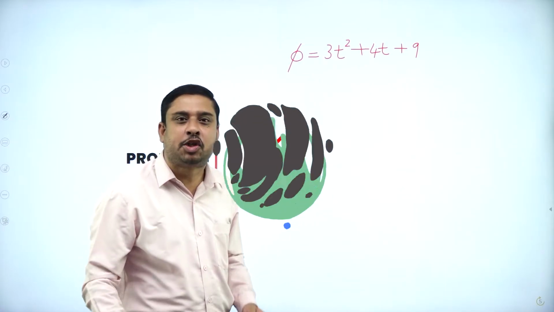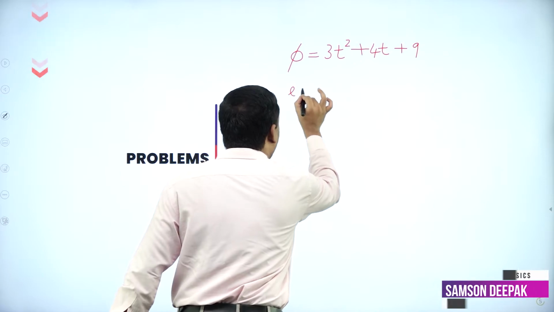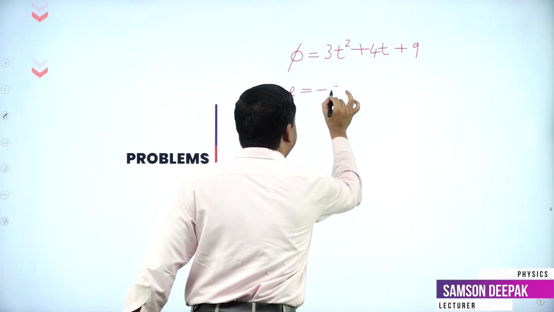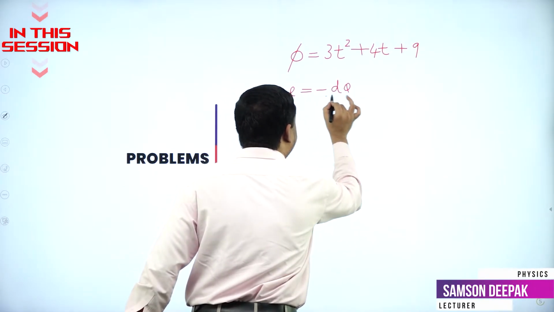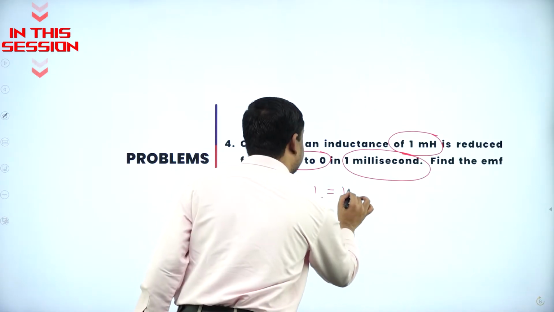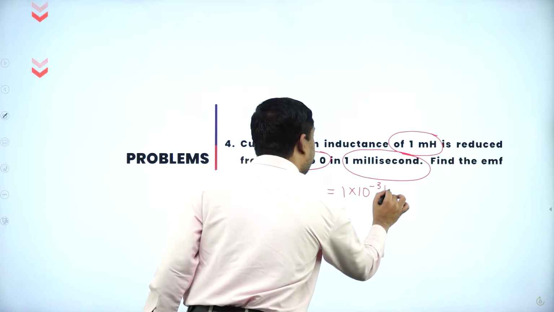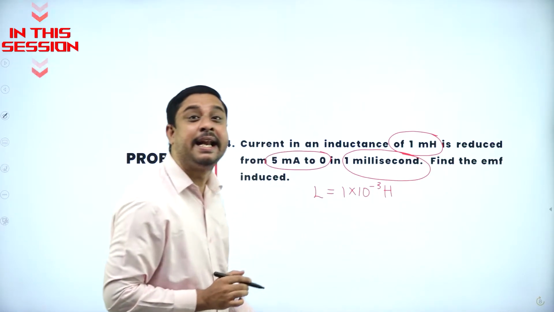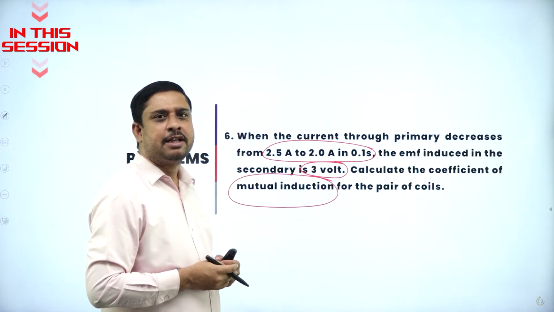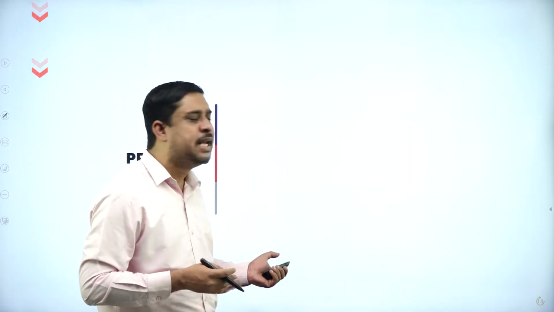I will calculate the flux. Again, Faraday's law. So E is minus d phi by dt. Inductance 1 into 10 power minus 3 Henry. Now comes the problem on mutual induction.